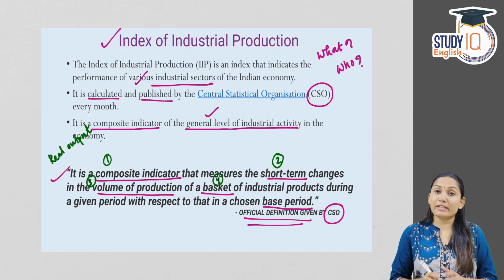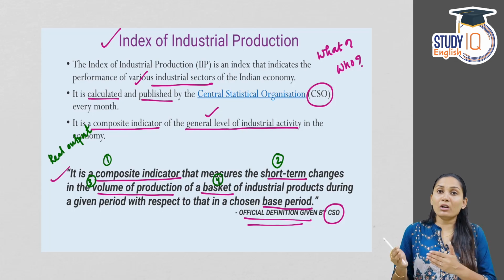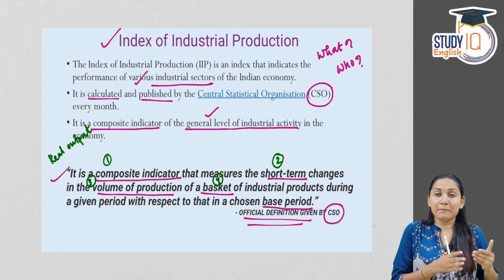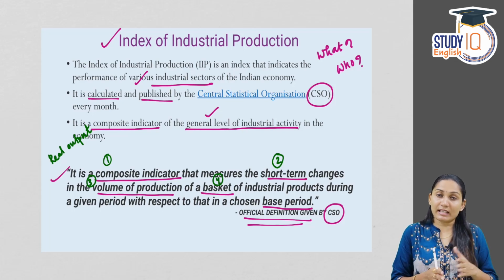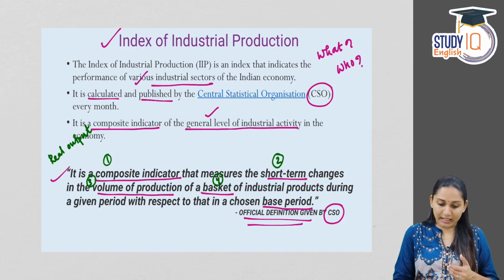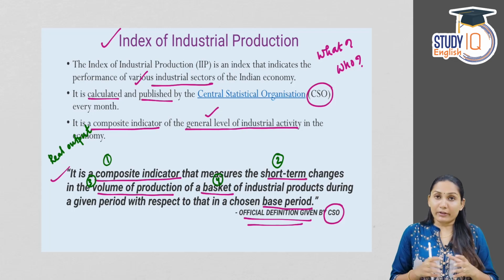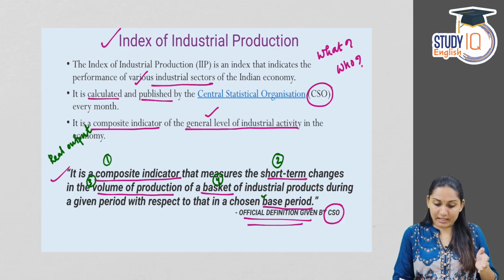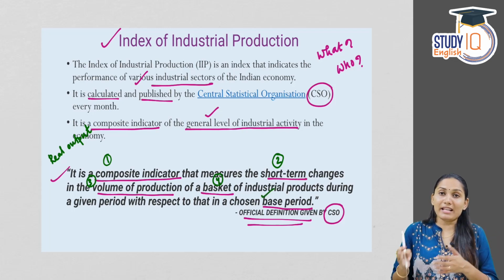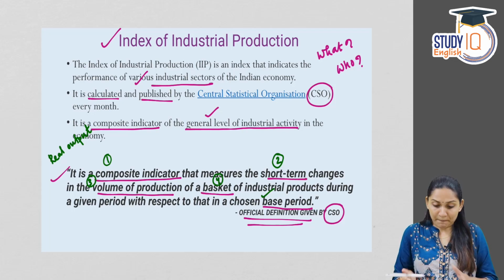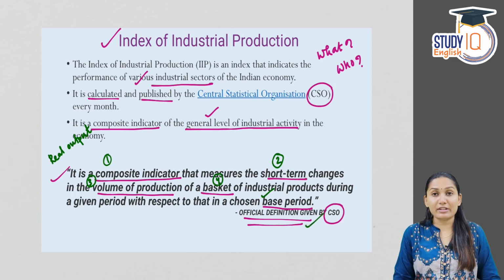Fourth, a basket of industrial products, which means not all goods or industrial products can be taken up in order to arrive at the index, but instead a basket, that is, a sample of industrial products, is taken for a given period and compared with respect to its base period. So comparison is made with the base period. This is the official definition given by the CSO.